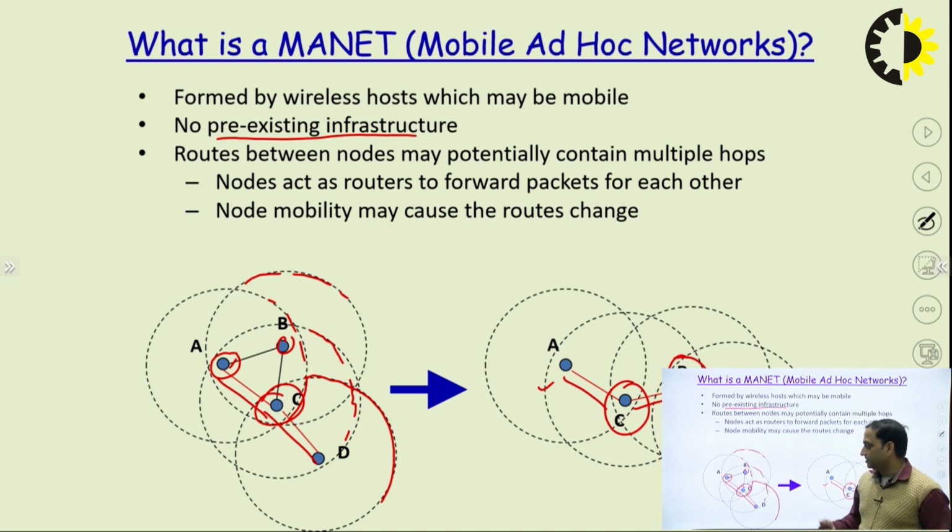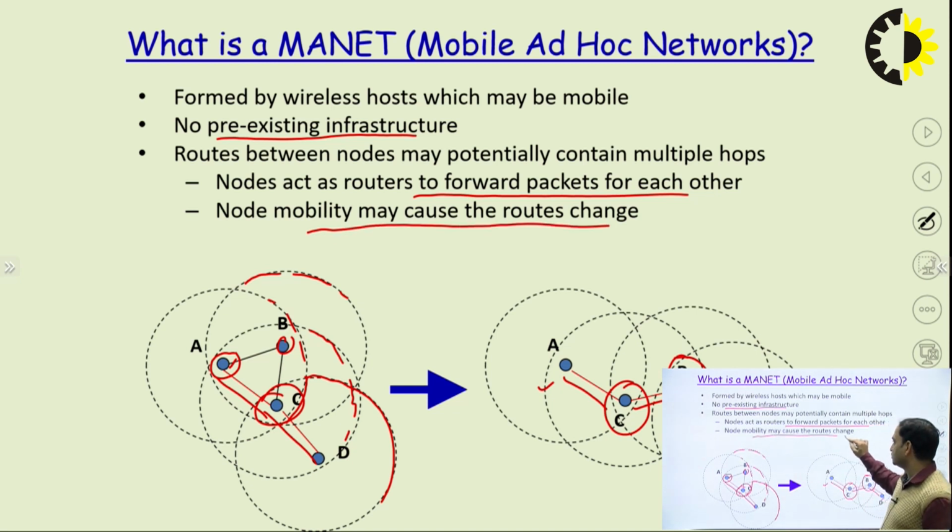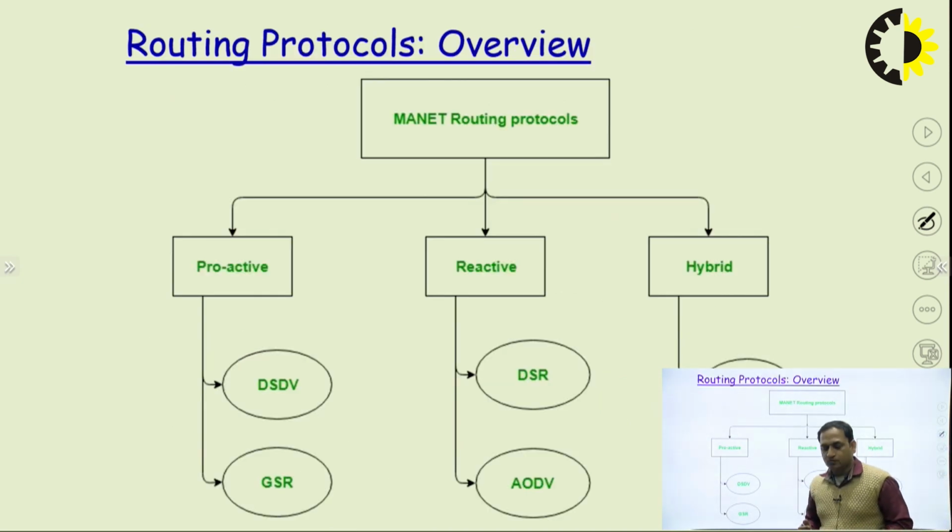So every time, the nodes' information will be updated into their own tables. This will depend upon the routing algorithm which we are applying. Nodes can act as routers to forward the packets for each other, and node mobility may cause the routes to change, just like A to C, C to D, and after some time the route can be A to C, C to B, and B to D. So this is the way through which the routes can be changed.